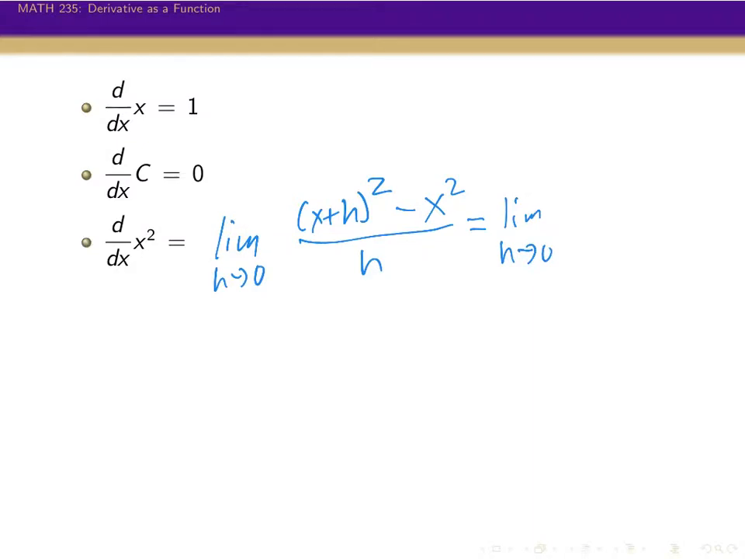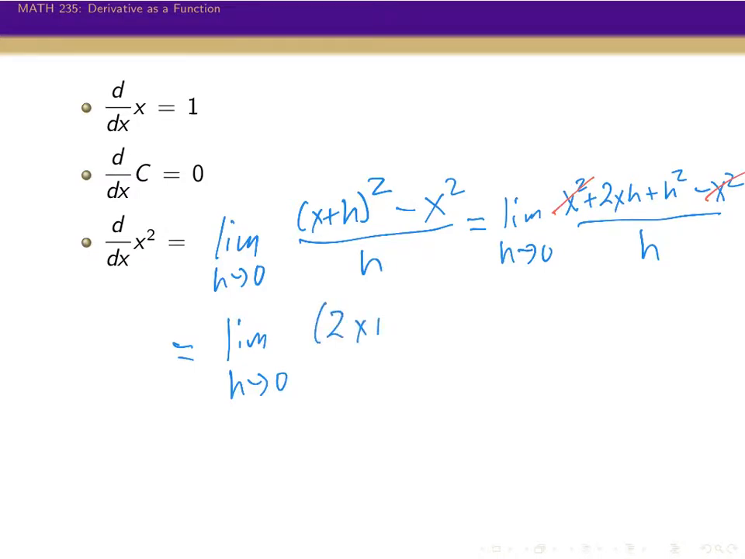So if I expand out x plus h squared, I get x squared plus 2xh plus h squared, minus x squared on top, all over h. The x squareds cancel themselves off. Then I can pull out an h on the top: 2x plus h times h, which gives me 2xh plus h squared. Then dividing by h, those h's get canceled.